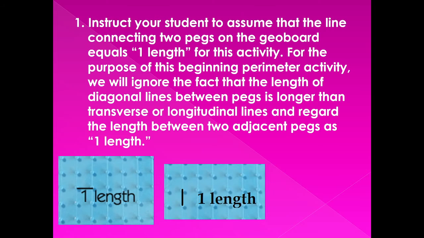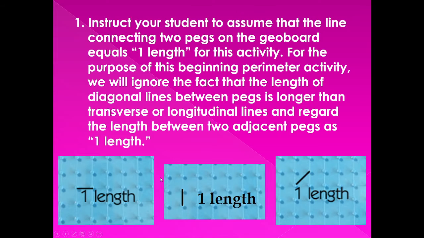For the purpose of this beginning perimeter activity, we will ignore the fact that the length of the diagonal between pegs is longer than the transverse or the longitudinal lines. So as you can see in a geoboard, for sure, these two lines are shorter compared to the diagonal. You all know that. But we will disregard that, because our purpose is simply perimeter, the concept of perimeter. Okay?